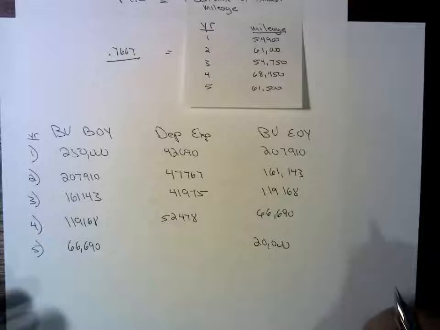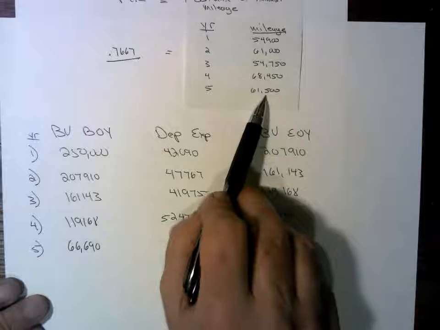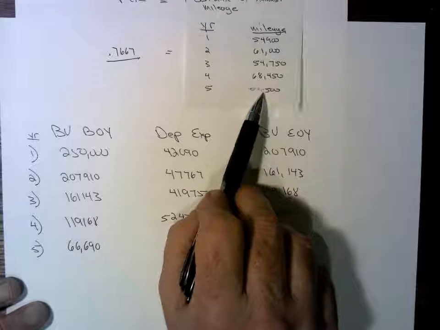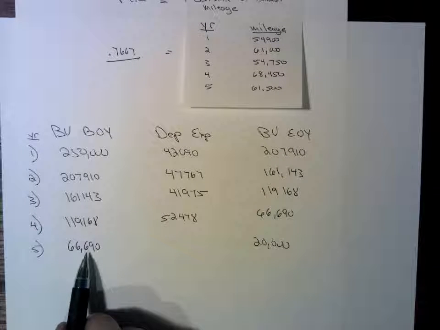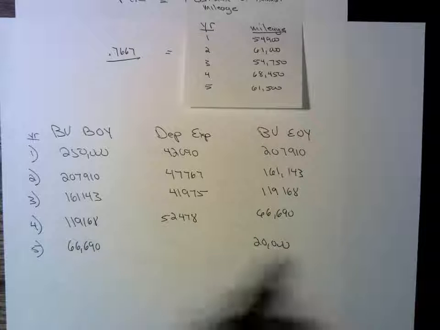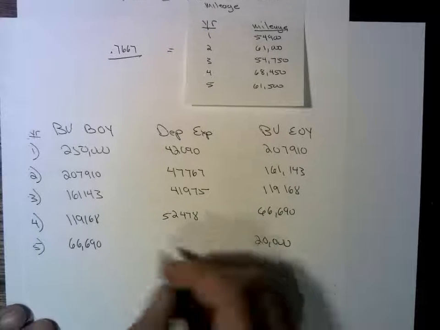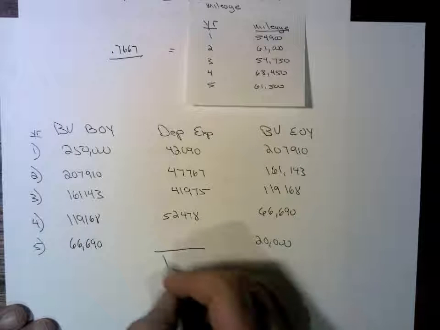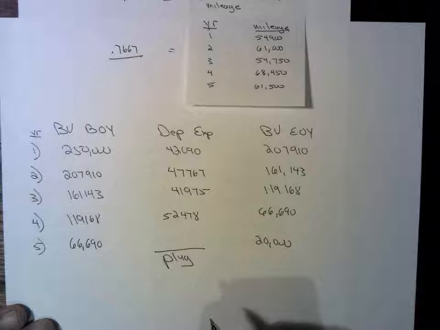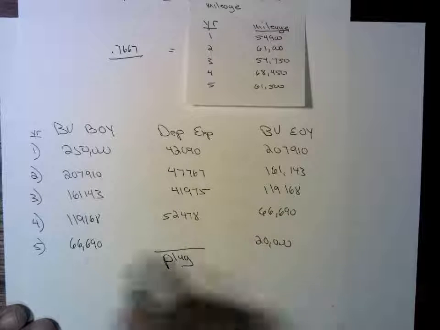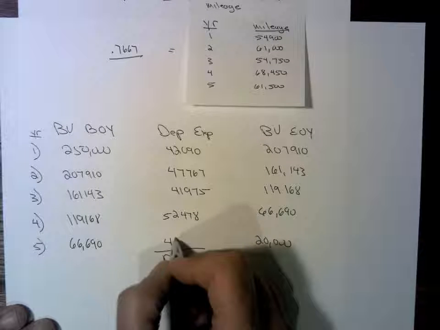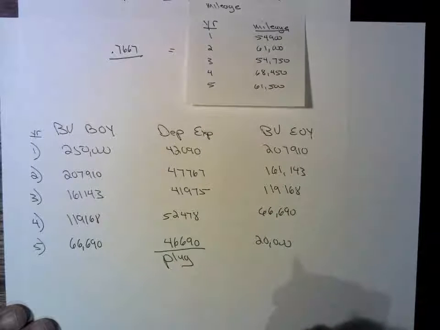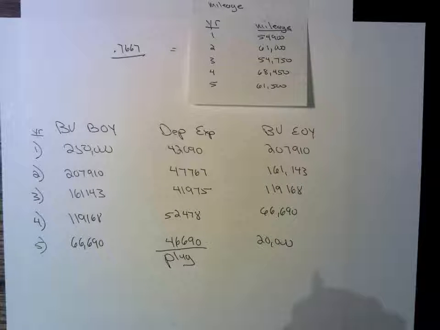So let's just go ahead and do the math. If I do 61,500, our normal way of doing this, 61.5 times my rate, I get a number a little over 47,000 bucks. But I can't deduct that much because that would take us below book value. So just like we did in declining balance, this is going to end up being a plug. So I'm going to just plug that last number, 66,690 minus 20,000 gives us 46,690. So that's all we do to get to units of production.